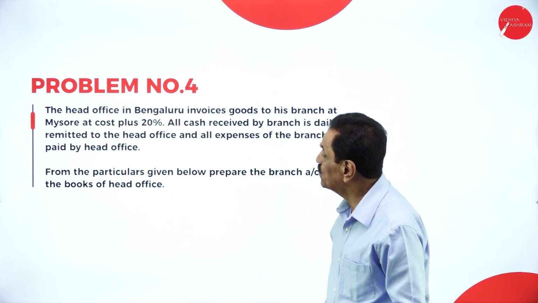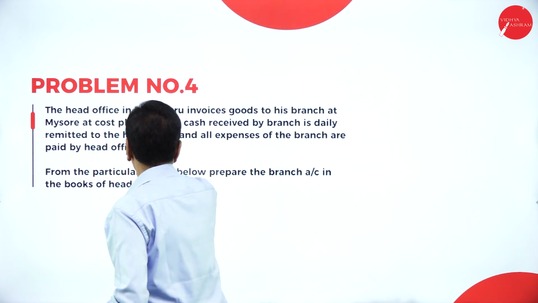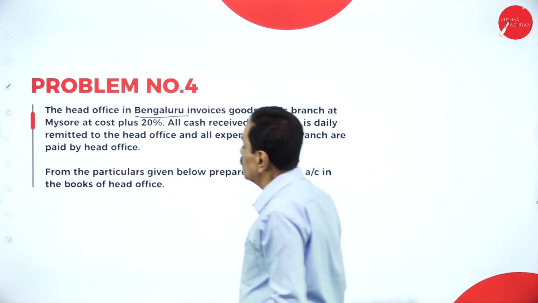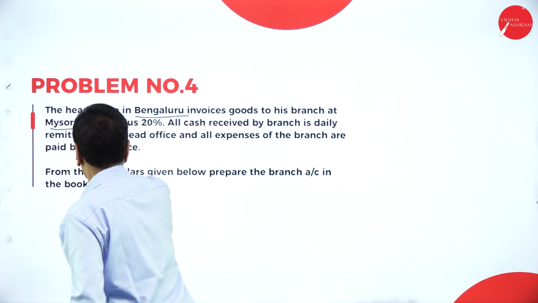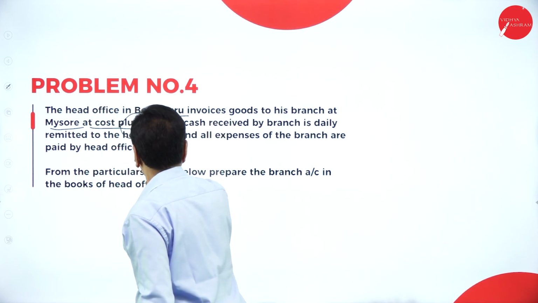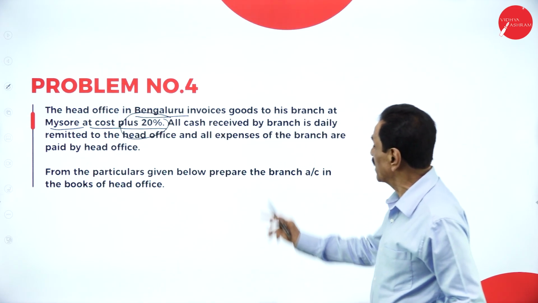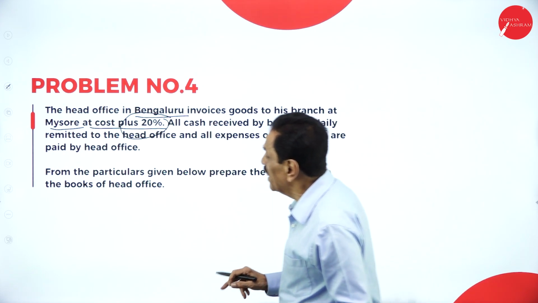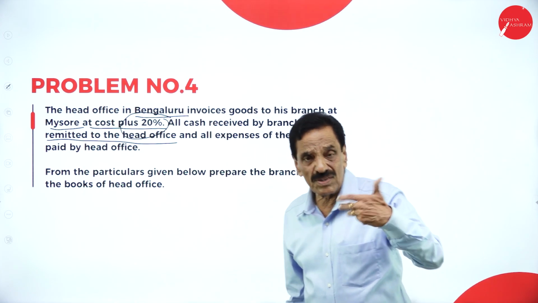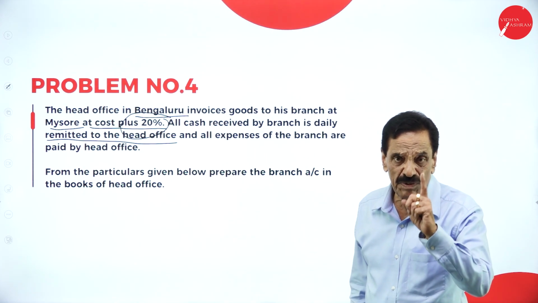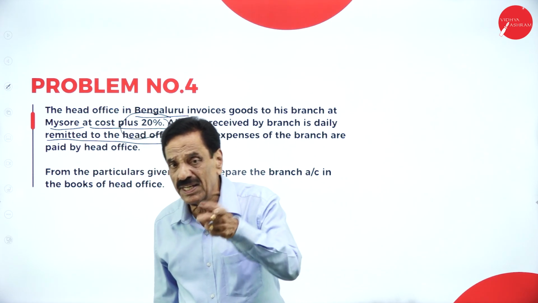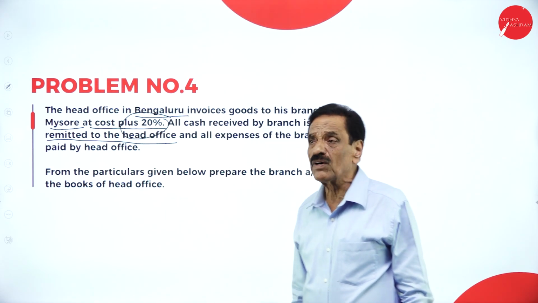The head office in Bengaluru invoices goods to its branch at Mysuru at cost plus 20%. This is important: all cash received by the branch is daily remitted to head office. So the goods are sent at cost plus 20%. If the cost is 100, profit is 20, and 120 is called the invoice price.